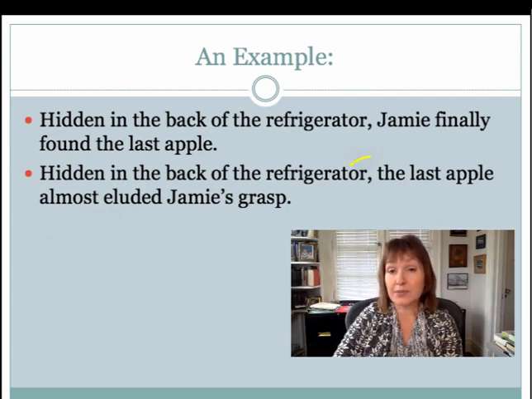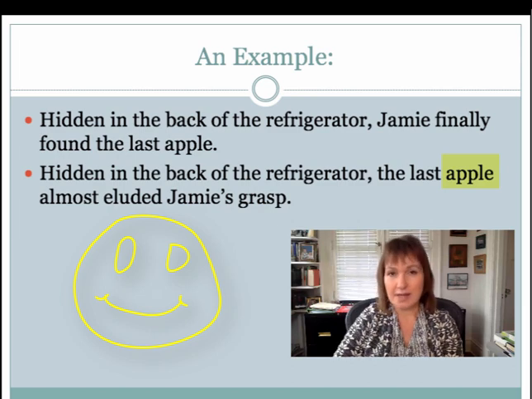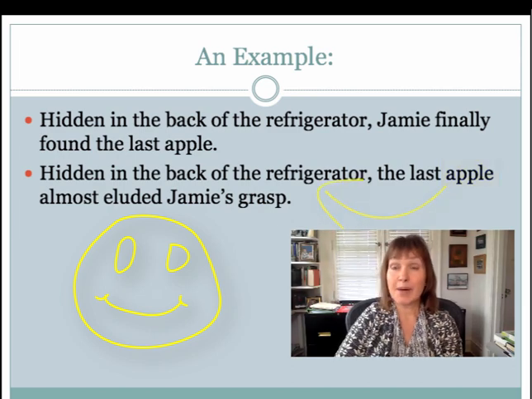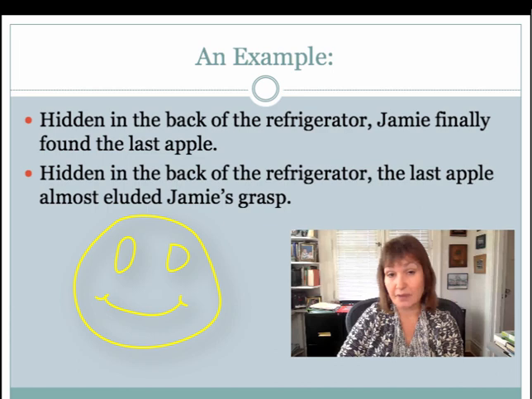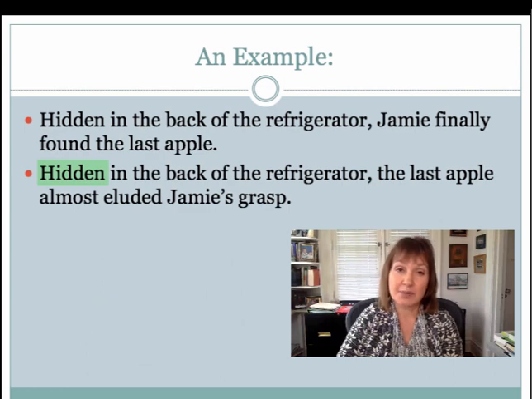Hidden in the back of the refrigerator, comma, the last apple almost eluded Jamie's grasp. In this sentence, apple is very closely connected to the participial phrase. By the way, it's a past participle, and you can tell because it has en at the end, which is a slightly atypical form of the past participle.